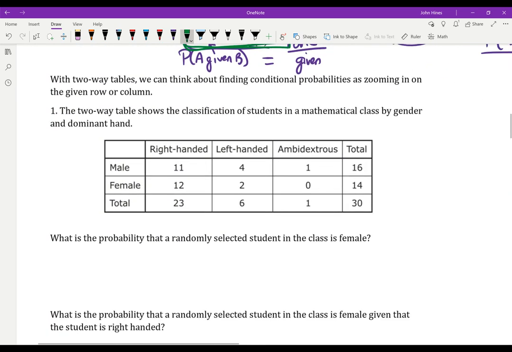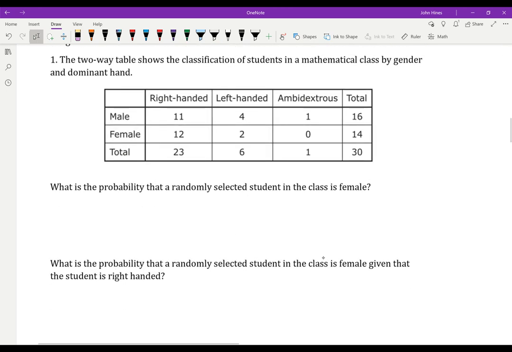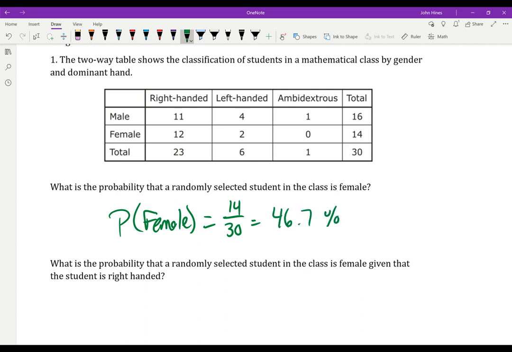So with two-way tables, we can think about finding conditional probabilities as zooming in on a row or a column. So here's a two-way table that shows the classification of students in mathematics by gender and dominant hand. Are they right-handed, left-handed, or ambidextrous? And I have their genders there. So what is the probability that a student in the class is female? No conditions. I'm just finding probability of female. How many females are there? 14 out of my class of 30. 14 out of 30 is about 46.7%.